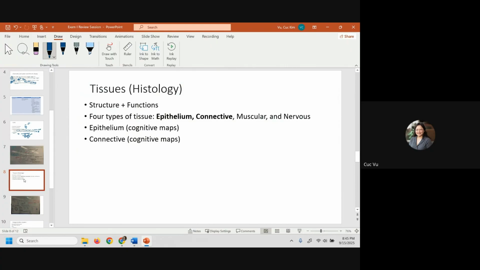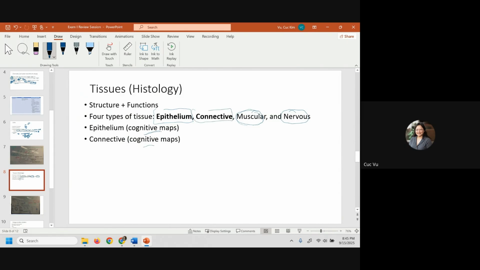Tissues. So there's a request for this one. For tissues, make sure you know structures and functions. There are 4 types of tissues: epithelium, connective, muscular, and nervous. We have 3 chapters on muscles, so that's why we barely cover it in this chapter. And you have 2 chapters on nervous, so we barely covered it. So in tissues, although we do cover all 4, we really focus on epithelium and connective.